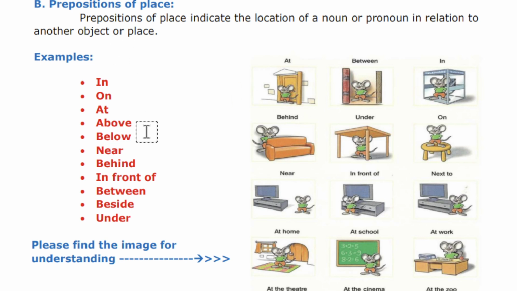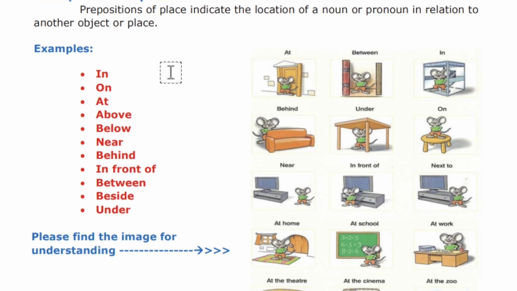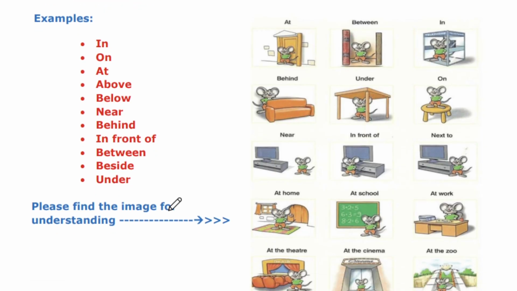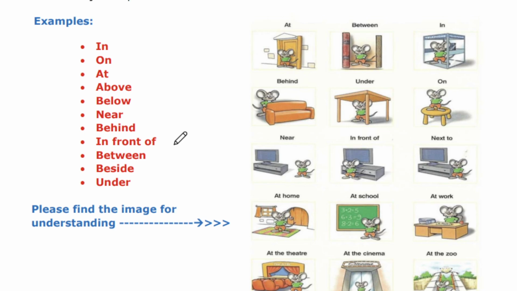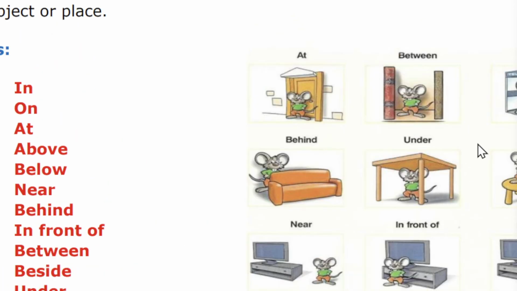So below here is the list of examples we have for preposition of a place. So in, on, at, above, below, near, behind, in front of, between, beside and under. So these are the examples of preposition of place. Now I'm going to zoom this picture so that you can see this clearly.